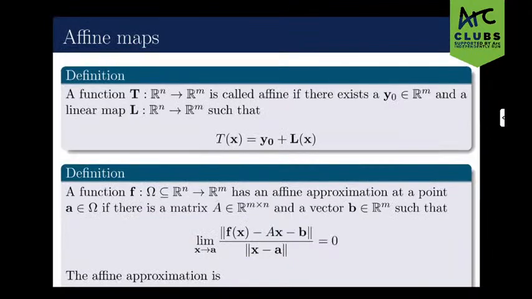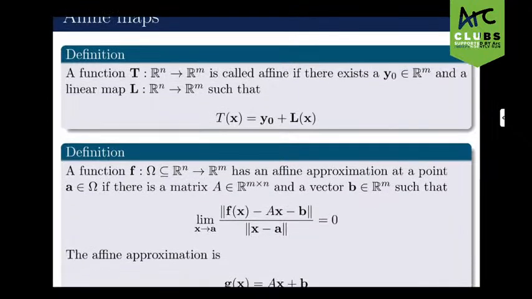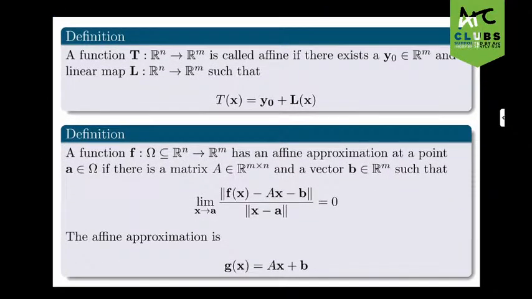Okay, we can go to affine maps. An affine map is a combination of a constant, or a fixed point, plus something that's linear. Linear means that it preserves addition and scalar multiplication. We say that something has an affine approximation if there are A and B that exist, where A is a matrix and B is a vector, such that this is true. Again, this is really just the same as the single variable definition.